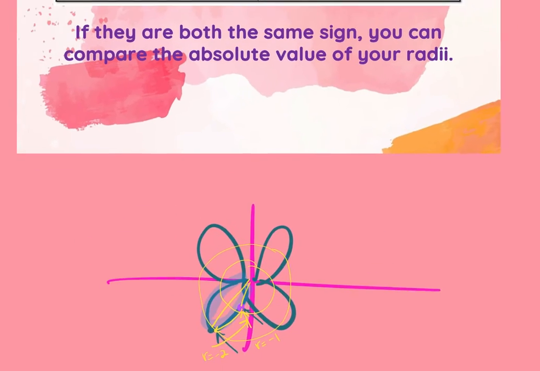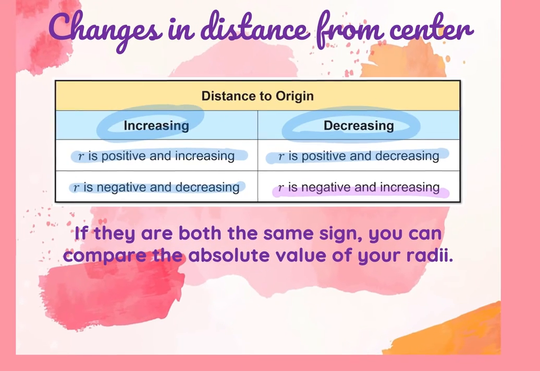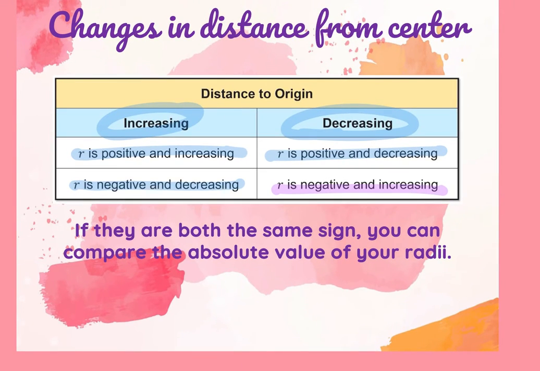The other thing is, if they're both the same sign, you can just compare the absolute values of your radii. If they're both negative, then I can make them both positive, and the smaller is going to be closer to the pole or to the origin, okay? And again, if that confuses you, you have to just understand this box.